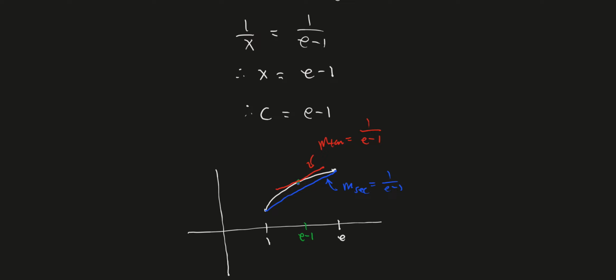So at that special point, the tangent line is parallel to the secant line, which means the instantaneous rate of change at that point is equal to the average rate of change over the entire interval. And that's what's guaranteed by our mean value theorem as long as our conditions are met.